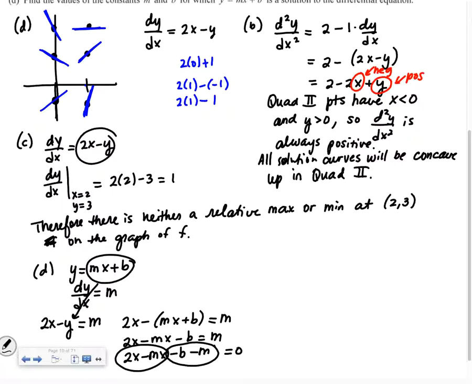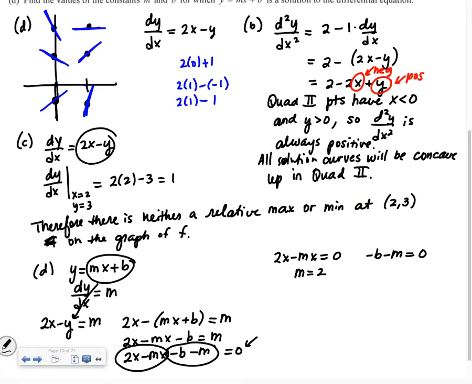Okay, we want our x terms to go away. We want it to be equal to 0. All right, so we want 2x minus mx to equal 0. We don't want any x terms. So that means that m has to be 2. And then the negative b minus m also has to go away. It has to be 0.